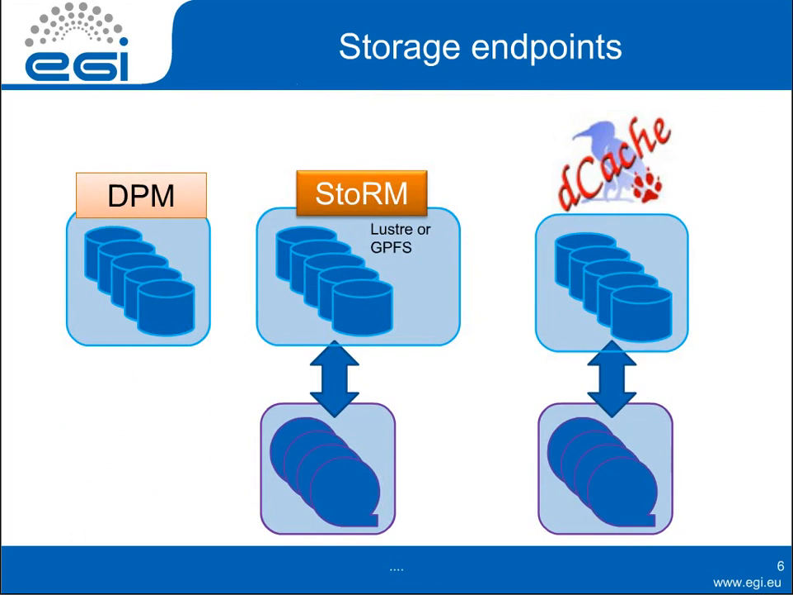So these are examples of storage endpoints. You can see the names of different technologies, but doing the same things. This is because there is interoperability between the different technologies. So you can use a DPM, which is a disk pool manager storage manager, or StoRM, which is a little bit different, but they behave in the same way on the user interface, and it also supports tapes, just like the cache on the right side of the slide.